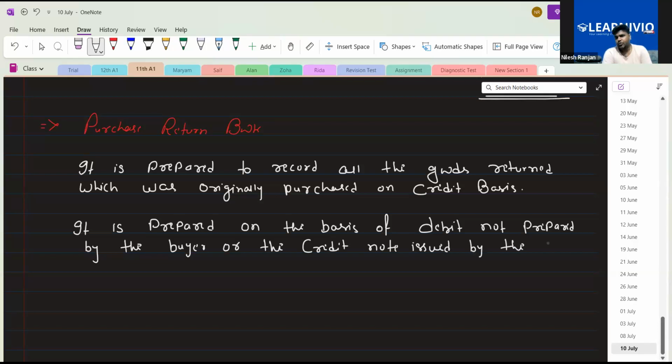Okay, do you have the book right now with you? The textbook? Yes, the textbook. Yeah, I have. Okay, so if you open the special purpose book 2, like recording of transaction 2, actually in my book it is 11.12 page number. So can you find the purchase return book?